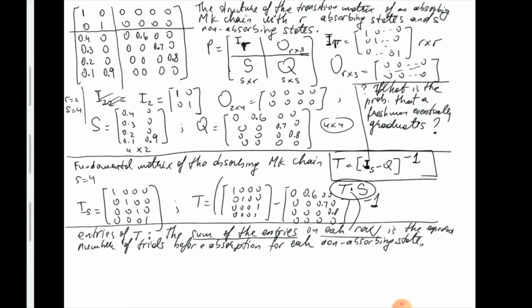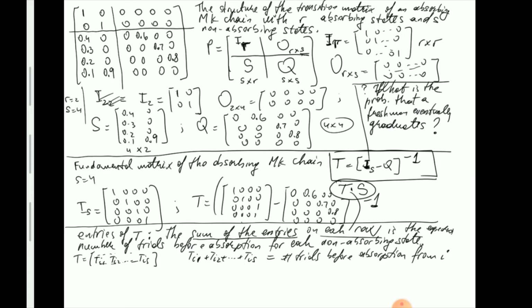So to put it clearer, suppose the T matrix has these entries in row i, right? So T_i1, T_i2, ..., T_iS. That means T_i1 plus T_i2 plus ... T_iS will give you the number of trials before absorption from state i. Okay, so from state i, the number of trials until absorption.